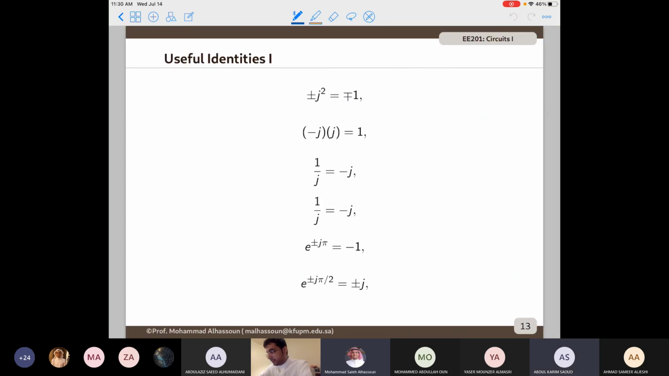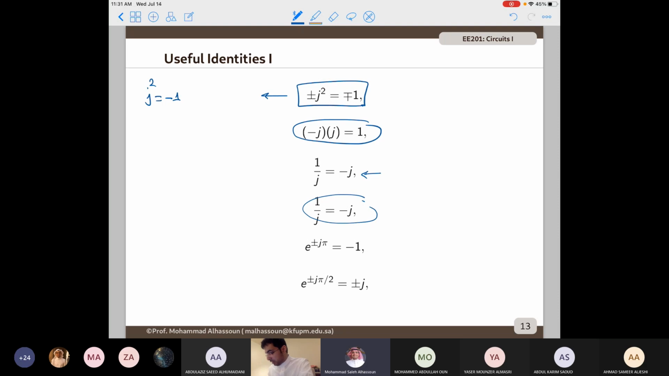So some useful identities here. If you take the square of J, this is derived from the fact that J squared is -1. So this is the identity here. If you take -J and multiply it by J, you'll get +1. If you have J in the denominator and you want to move it to the numerator, then you will get a minus.